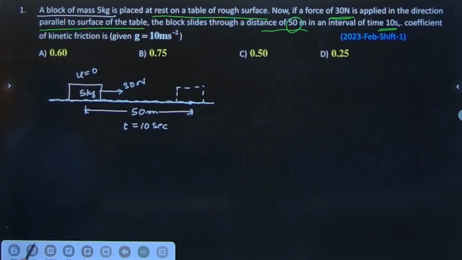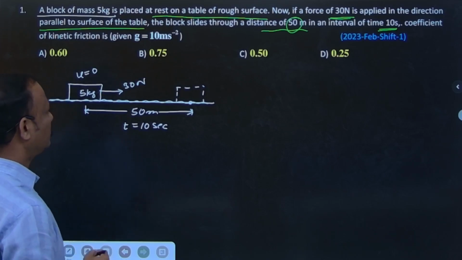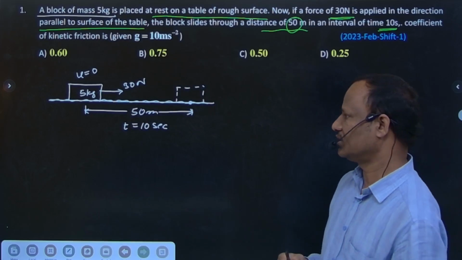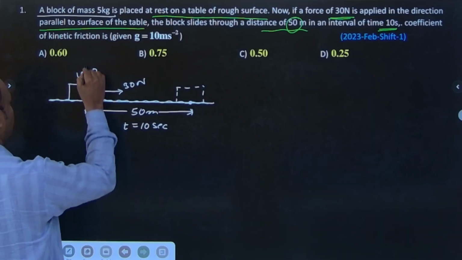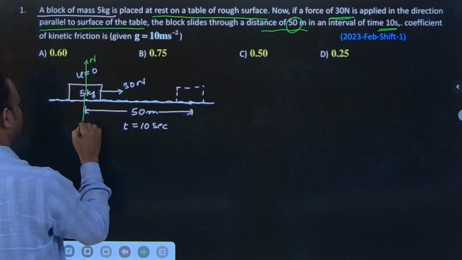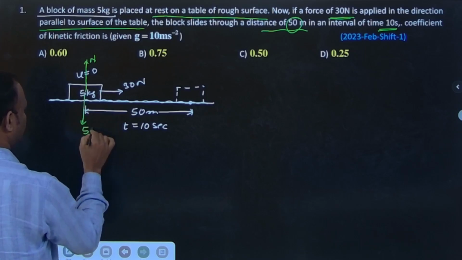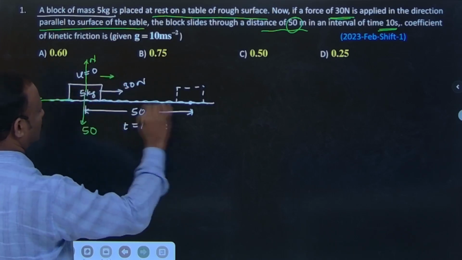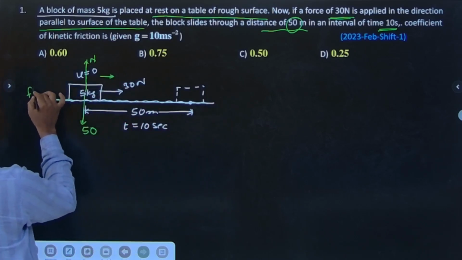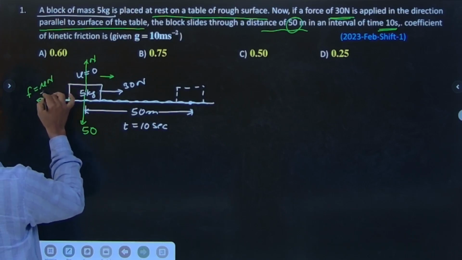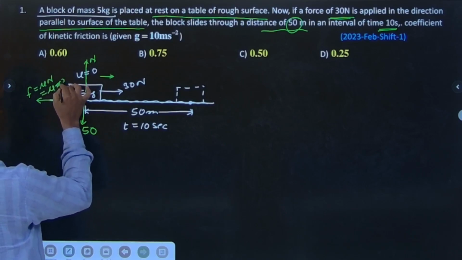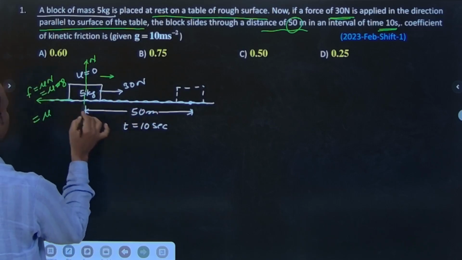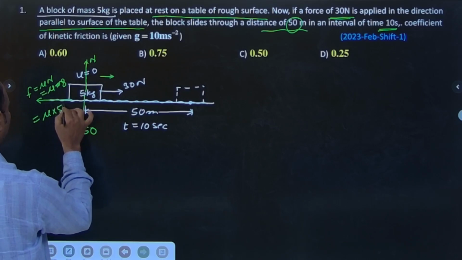This is based completely on the topic of friction, for the calculation of the coefficient of kinetic friction. Normal reaction is N, and the weight is mg, which is 50. The frictional force tends to act in the backward direction. Frictional force F equals mu into N, mu into mg. We need to find mu, so mg is 50, mu into 50.